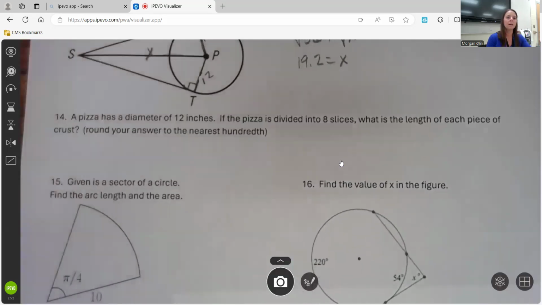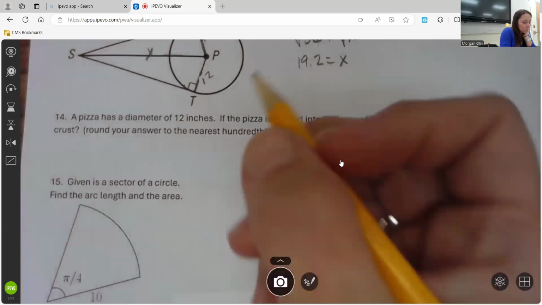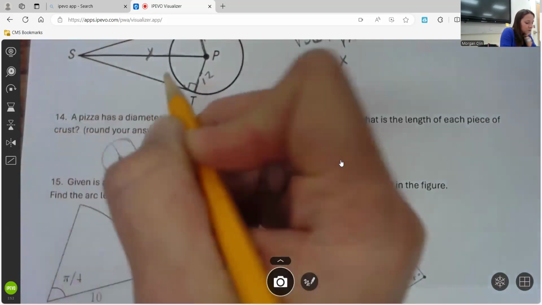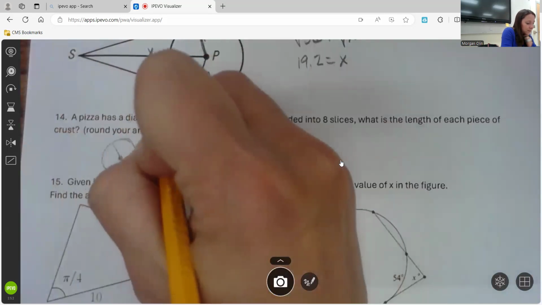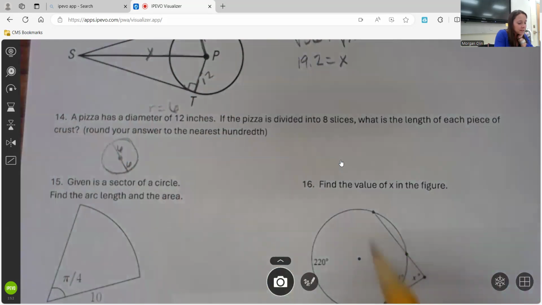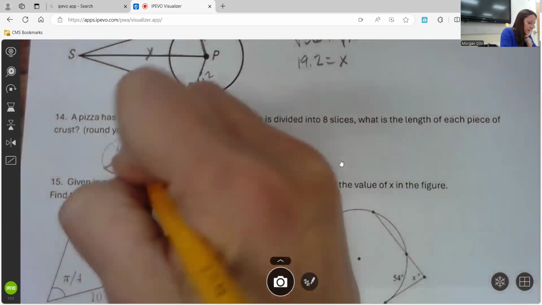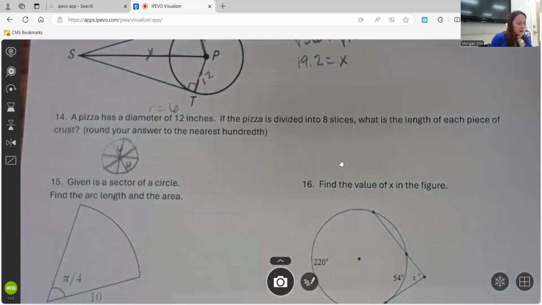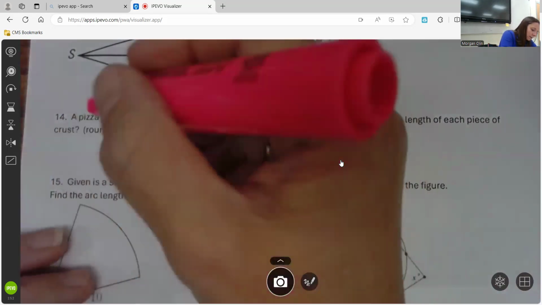Okay, number 14. A pizza has a diameter of 12 inches. If you want to draw a picture, you can. That's 12. So what's the radius? 6. So each of these are 6. If the pizza is divided into 8 slices. Think about this. This would be 4 slices, like that. So I got 8 slices. What is the length of each pie crust? Length, arc length.